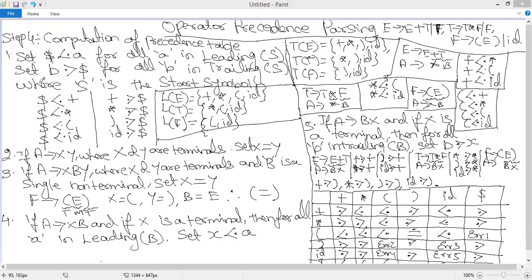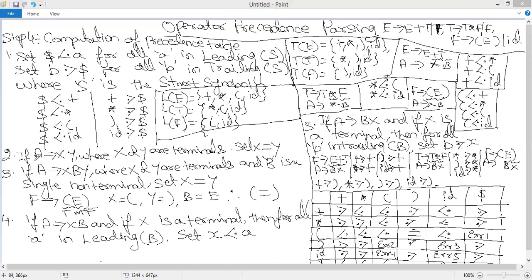Now we will perform the same procedure again, but the difference is we are going to compute trailing of the start symbol. Set B greater than dollar for all B, where B is the collection of terminals in trailing of S. Trailing of S means trailing of the start symbol E. What is trailing of E? Plus, star, close parenthesis and ID. That should be mentioned in the place of B. The greater than precedence relation will be mentioned like this for everything, and then the right hand side will be dollar. This is the first rule.